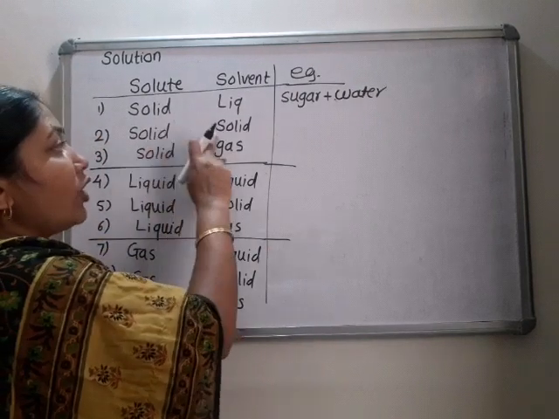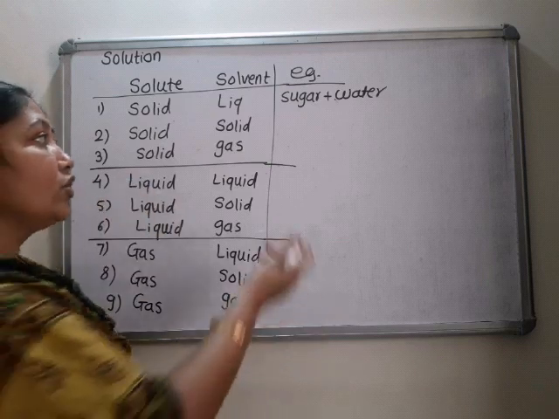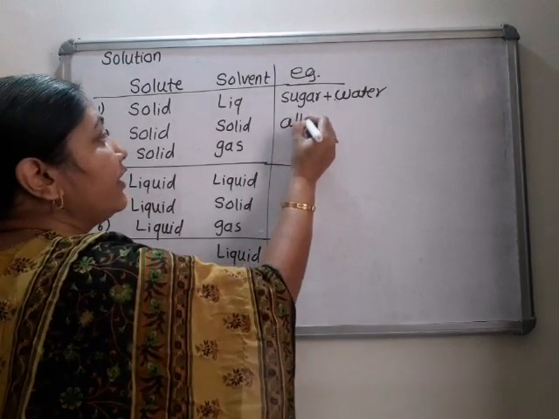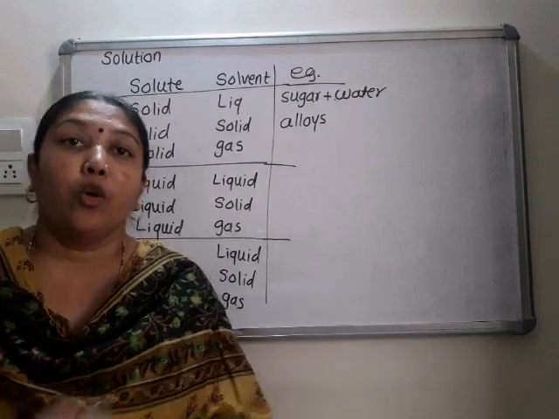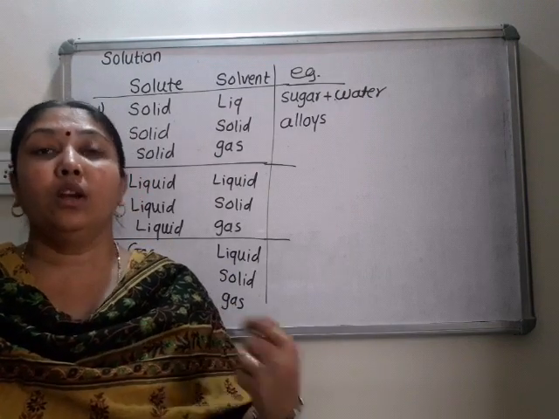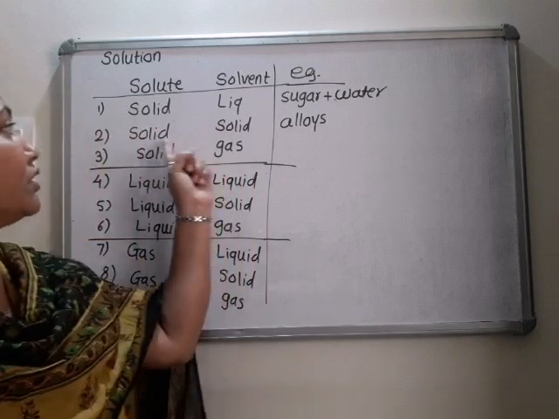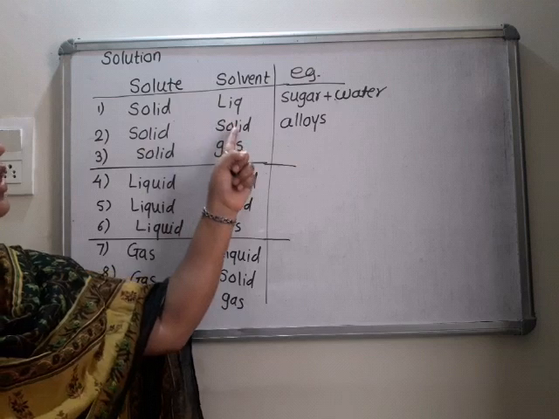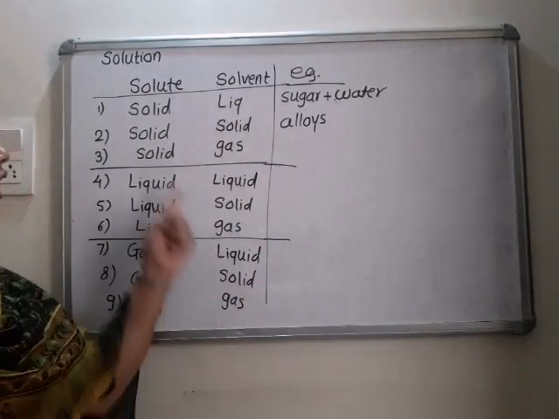Second one is solid dissolved in solid, solid mixed in solid, so it is different alloys. Alloys means what? A combination of 2 or more metals which forms a homogeneous mixture. So addition of one solid into another solid to form a homogeneous mixture is called an alloy.